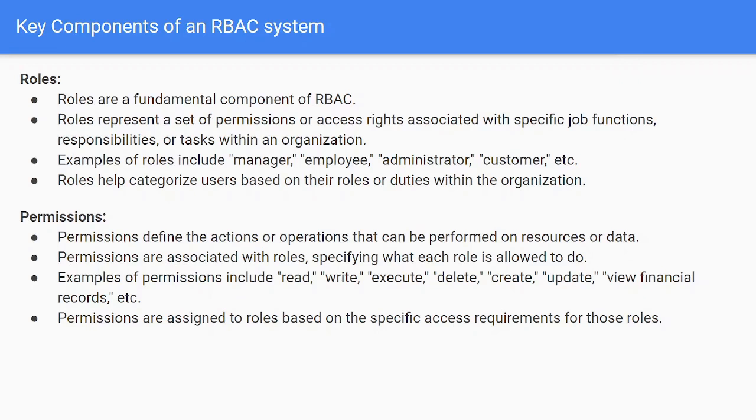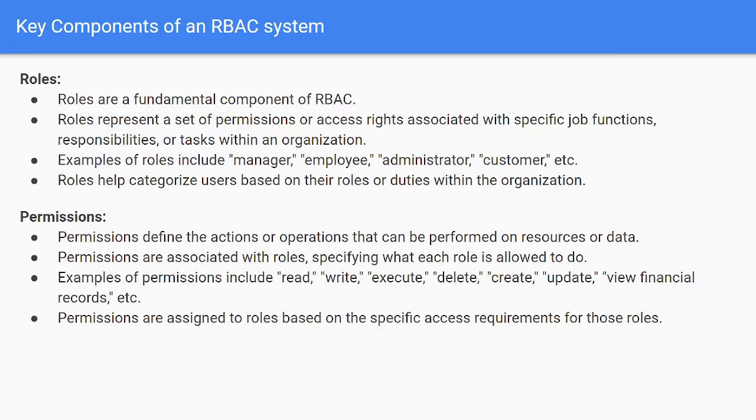Roles help categorize users based on their roles or duties within an organization. It's basically your job description that is going to be translated to your set of permissions in the digital form. So the next point is permissions. Permission is another key component of role-based access control. Permission defines the actions or operations that can be performed on resources or data. Permissions are associated with roles, specifying what each role is allowed to do. Some examples of permissions include read, write, execute, delete, create, update, view financial records.